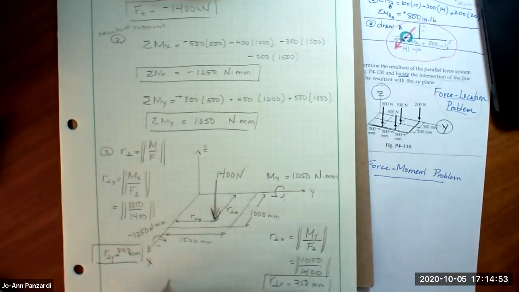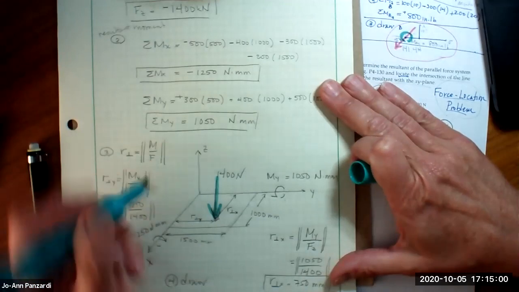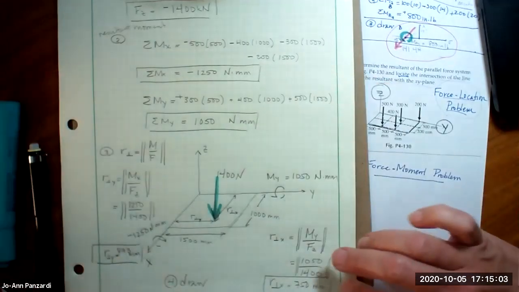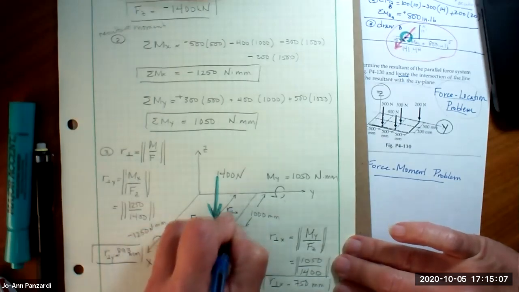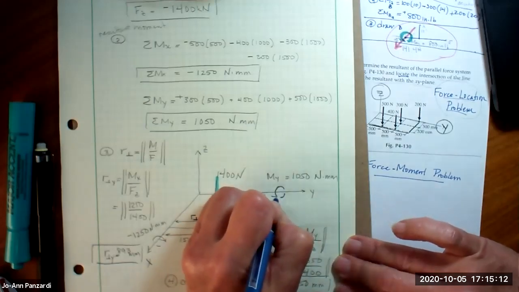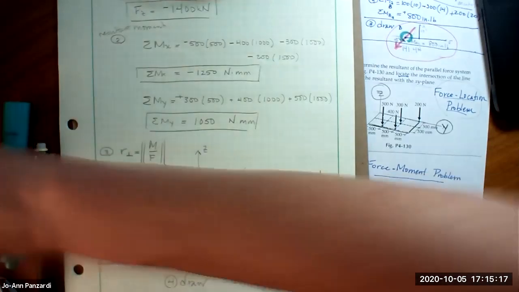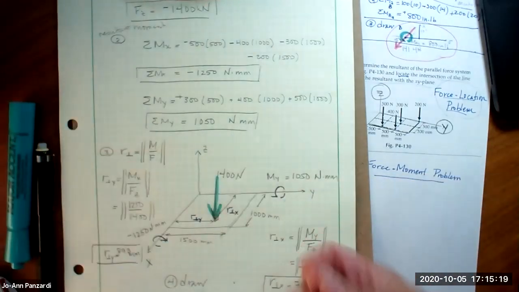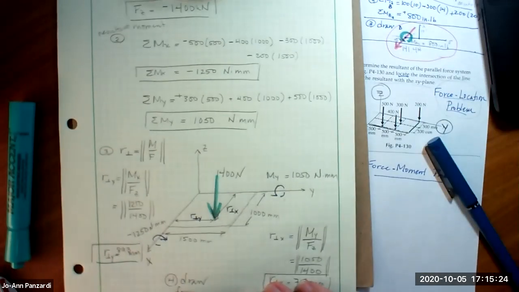And what's the fourth one? Draw it. And we did already. We have the force going down here of 1400. And then we're showing the perpendicular distance in the y here and the perpendicular distance in the x. And that's to create this positive moment about the y and the negative moment about the x. So what I have to draw is, because it's a force location problem, I have to draw the force at a location.